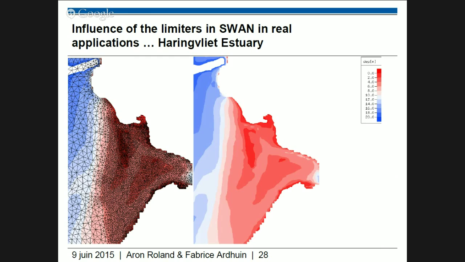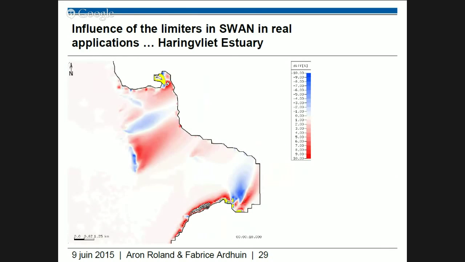And this is for some real cases. This is the depths at SWAN test case, and this is the impact of the limiter using SWAN on the wave heights. And so typically this is in percent, so the errors can be more than 10% on wave heights on the coast here and there. So these things do have an impact on the solution, the limiters and the integration. So always try small time steps and see what happens.